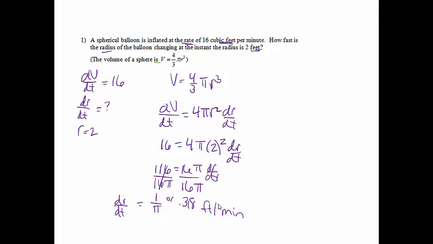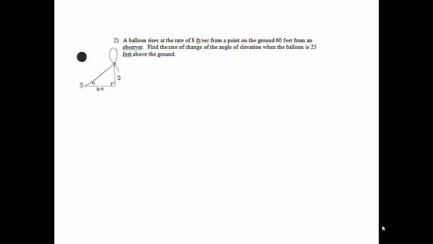And there we go. Number 2, a balloon rises at the rate of 8 feet per second from a point on the ground 60 feet from an observer. Find the rate of change of the angle of elevation when the balloon is 25 feet above the ground.